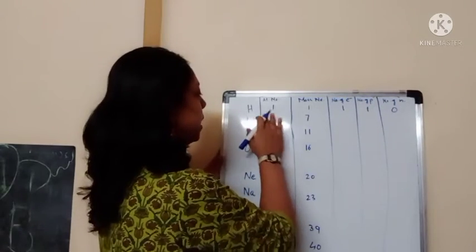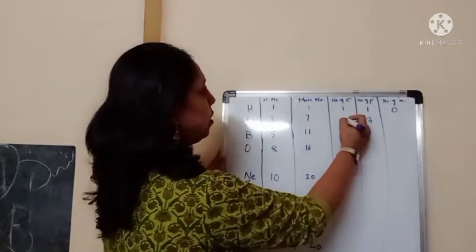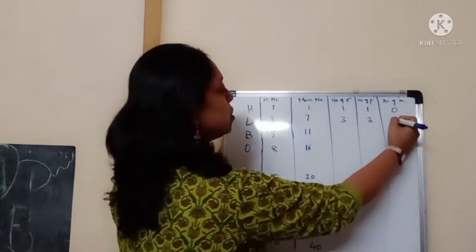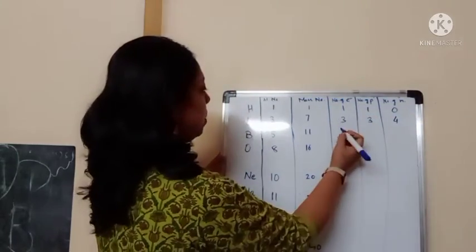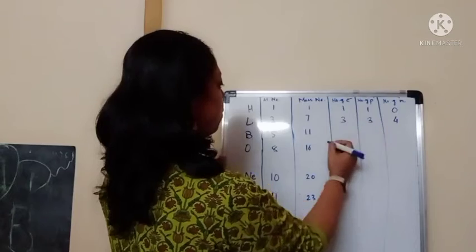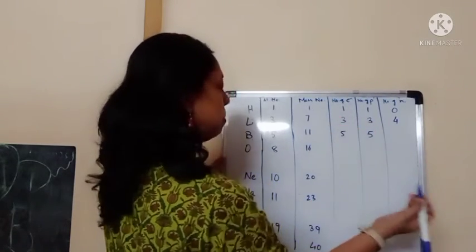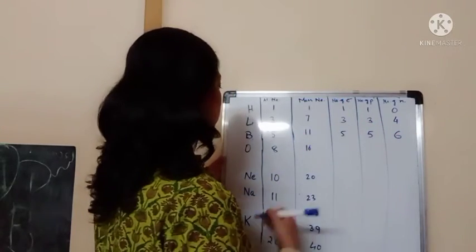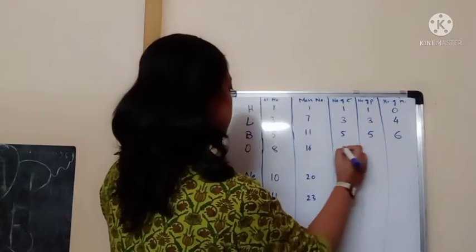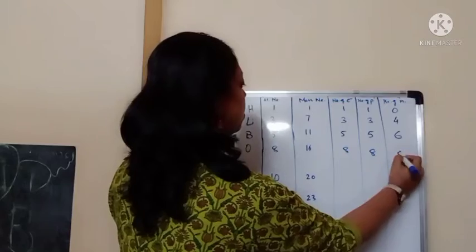Then comes lithium. For lithium, the atomic number is 3, so your number of protons is 3, and you can fill up this way. Your number of neutrons will be 7 minus 3, 4. For boron, the number of protons will be 5, so its electrons will also be 5, and the number of neutrons will be 6. It will keep on going like this. For oxygen, protons is 8, and your number of neutrons will be 8.